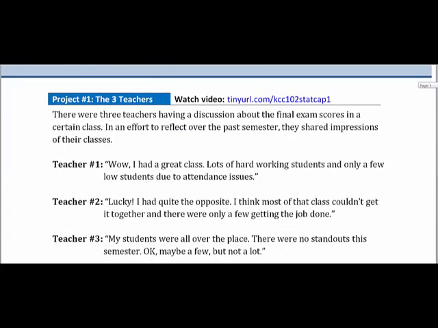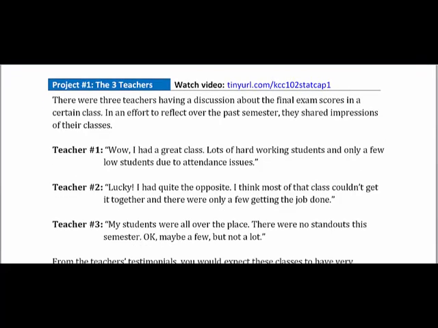Now, we're going to start off with 3 teachers, and these 3 teachers all have something different to say about their classes at the end of a semester. They were discussing their final exam scores, and in an effort to reflect over the last semester, they shared their impressions. The first teacher said, "Wow, I had a great class, lots of hard-working students, and only a few low students due to attendance issues."